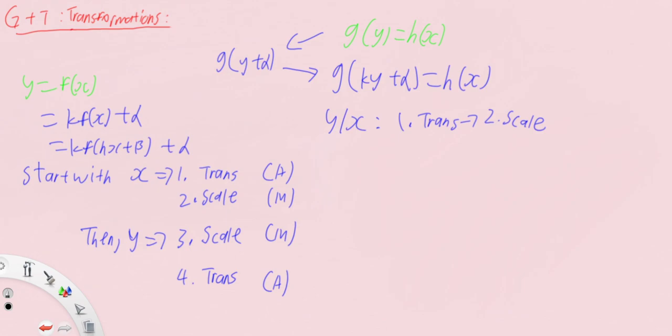Why is that so? So let's say if you were to do the opposite, translate first and then scale. You have y minus, let's say, alpha equals to, alright, let's keep it simple, fx. You want to obtain what? y equals to kfx plus alpha. So if you're to translate first, we then change this to y equals to fx plus alpha. Alright, so far so good.